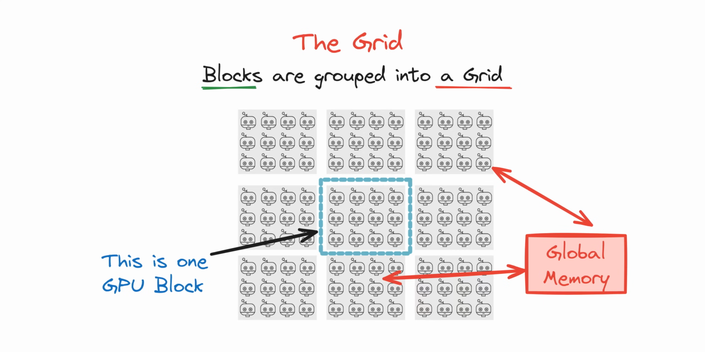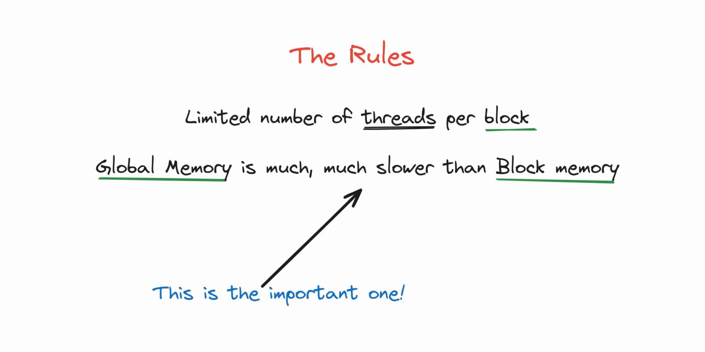Finally, the whole GPU consists of a grid. This grid has all of the blocks that we've previously seen, and each thread in the grid can additionally read from a set of global memory. This global memory is shared by the entire grid, but it's quite inefficient to read and write from. The main rules of GPU programming are that we're only able to have a limited number of threads per block, but the blocks will be quite important. The blocks are essential because reading and writing from global memory is much, much slower than utilizing our block memory.